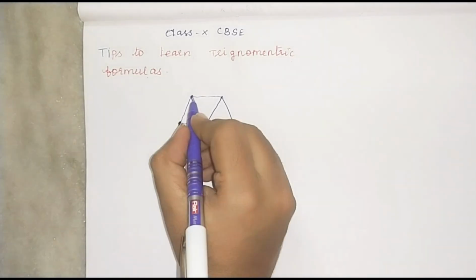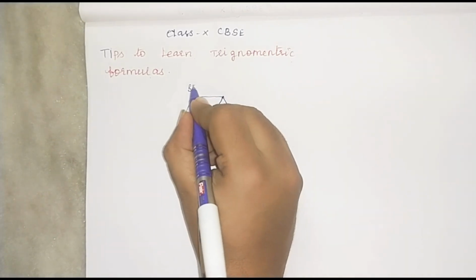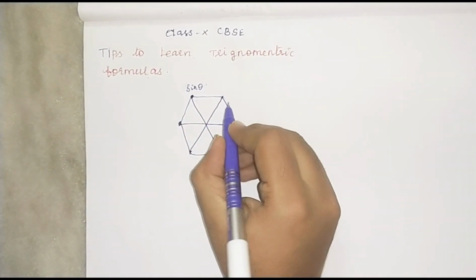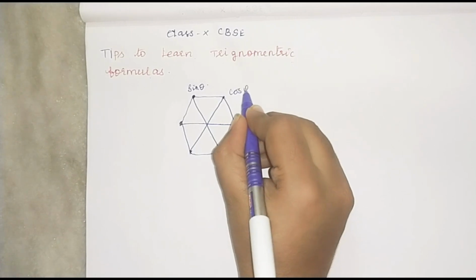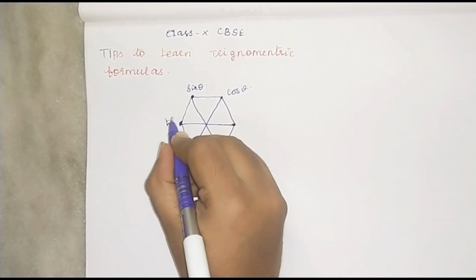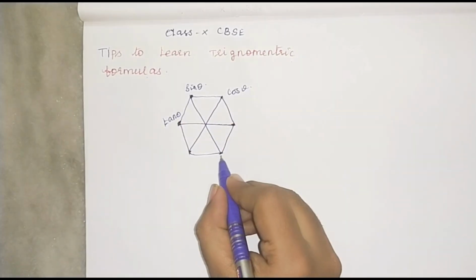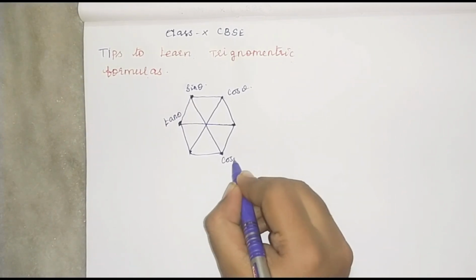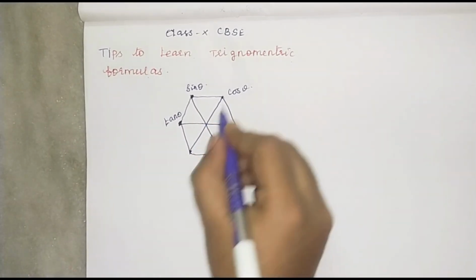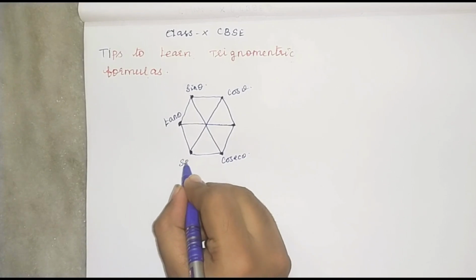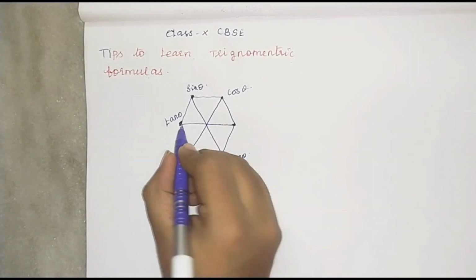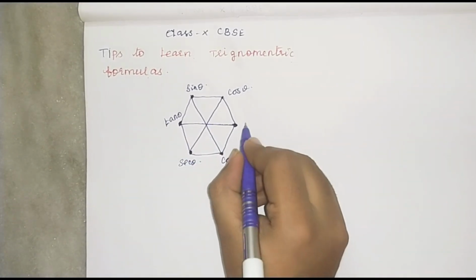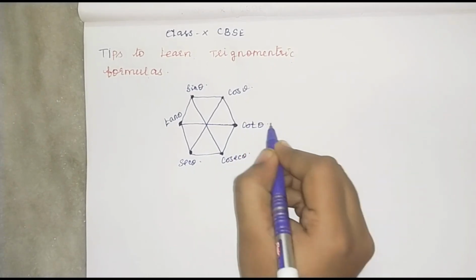Okay. So here you write sine theta in this vertex. Here you write cos theta, and here you write tan theta. Opposite the sine theta vertex you write cosecant theta, opposite the cos theta vertex you write secant theta, and opposite the tan theta vertex you write cot theta.